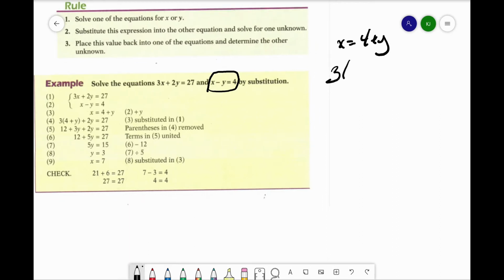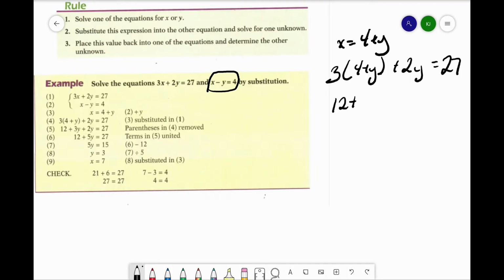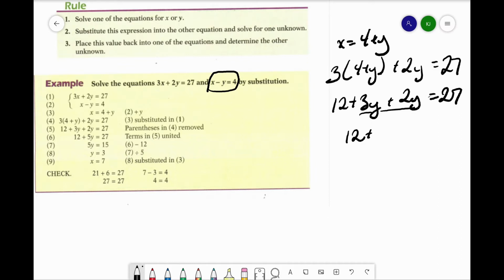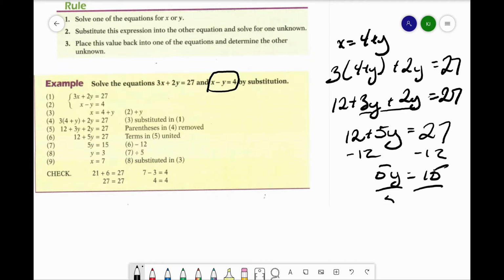So we now have 3 times (4 plus y) plus 2y equals 27. Now we're going to multiply 3 into 4 plus y and get 12 plus 3y plus 2y equals 27. Now it's fairly simple and straightforward, because we need to combine our y's together. So 12 plus 3y plus 2y is 5y, equals 27. And it's a problem like any other. We're then going to subtract 12 from both sides and end up with 5y equals 15. And then divide both sides by 5, so that y equals 3.